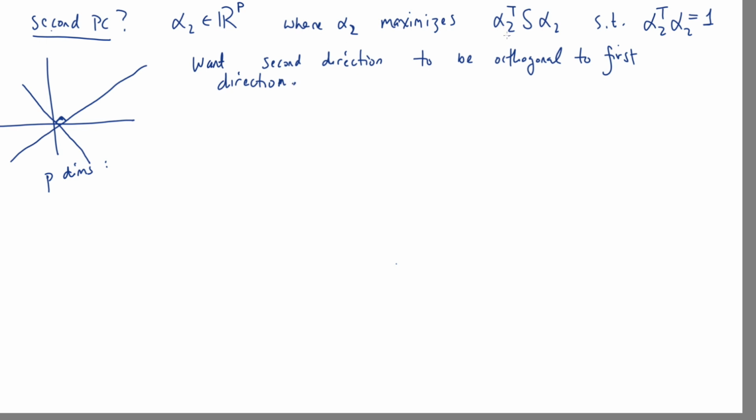But in terms of the math, we want to maximize the variance. We still want the projection vector to have norm 1, and we want the second direction to be orthogonal to the first. The way we encode this is that the dot product of the 2 vectors is 0. Remember from the discussion of dot products in the classification tutorial and the perceptron tutorial, we get orthogonality by requiring dot products to be 0. So now let's solve for alpha2, but now we're going to have 2 constraints, this one and this one.